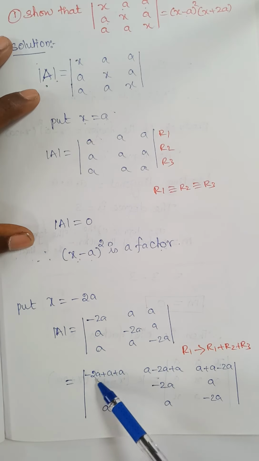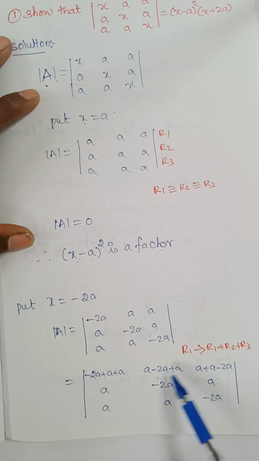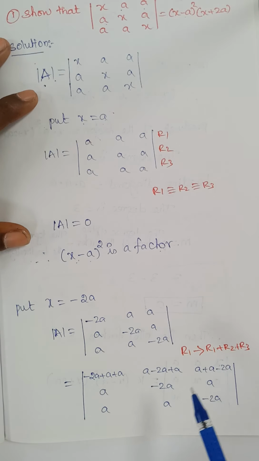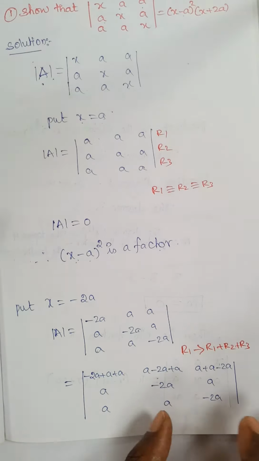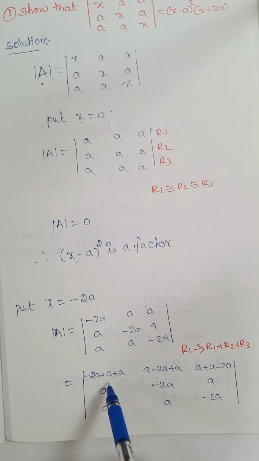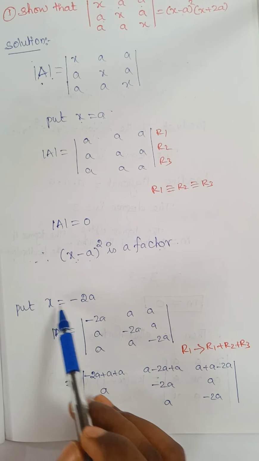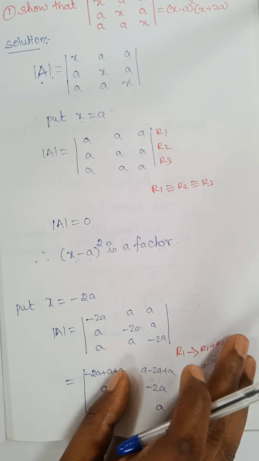Minus 2a plus 2a gets 0, a plus a, 2a minus 2a gets 0, a plus a, 2a minus 2a gets 0. All the first row entries are 0. We know the condition that if any row or column is 0, therefore the determinant value is equal to 0. So the first row is full of 0. On applying x is equal to minus 2a it became 0. So we can write x plus 2a is a factor.